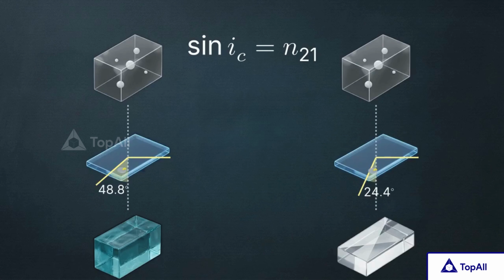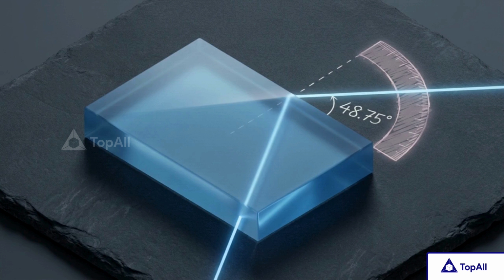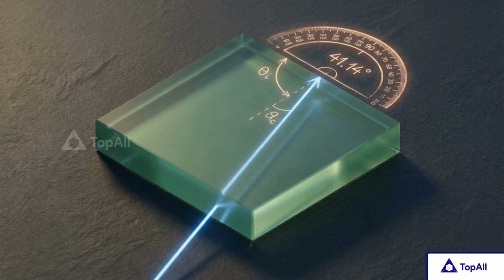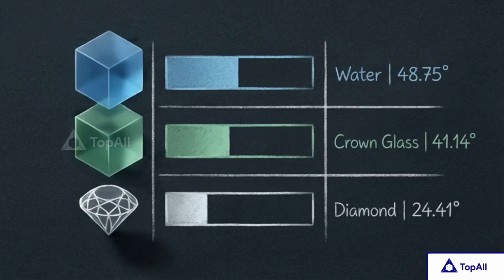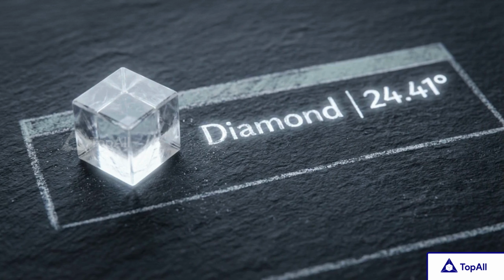Every material has a different geometric trapdoor. In water, you have a relatively wide margin. You have to tilt the light to about 49 degrees before it gets trapped. Glass is denser, restricting that escape window down to 41 degrees. This table compares the critical angles for various media, and you can see the extreme case at the bottom, diamond. Because of its massive refractive index, its critical angle is an incredibly tight 24.4 degrees.